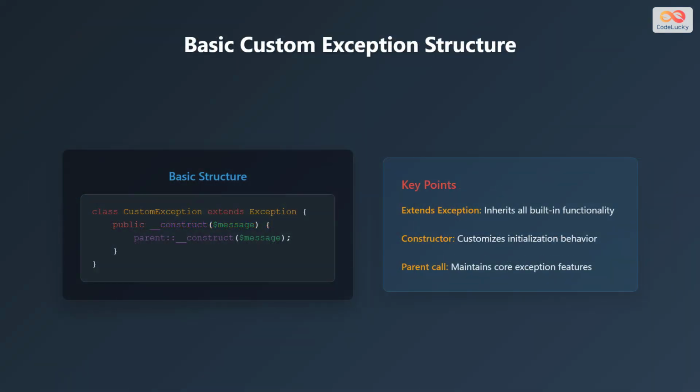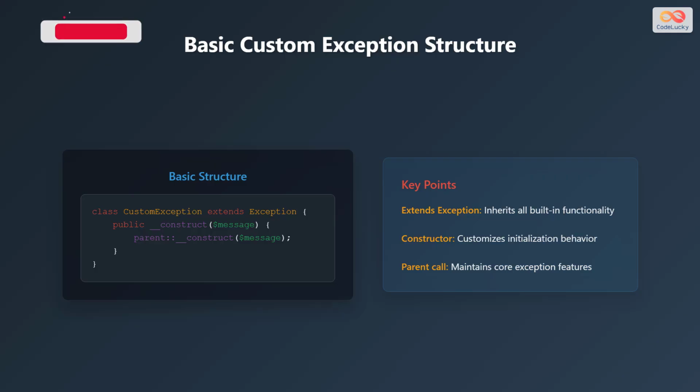Let's explore the basic custom exception structure. Here is an example of a basic custom exception class. We start by defining a class called CustomException, which extends the built-in Exception class. Inside the class, we define a constructor using the __construct function, which takes a message as an argument. The constructor then calls the parent::__construct function, passing the message to the parent class.